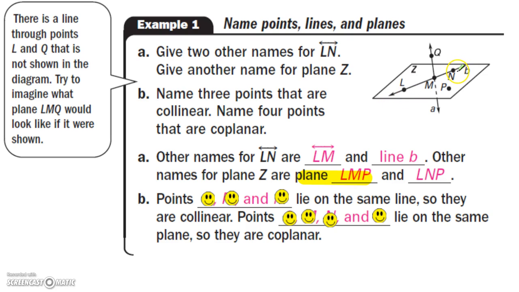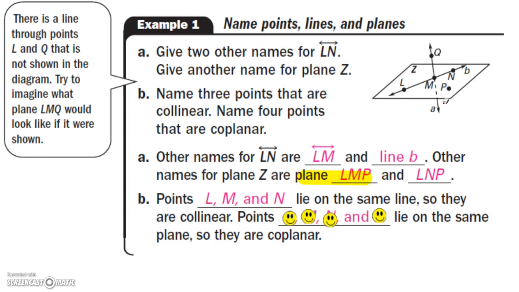LMN, NML. Okay, so L, M, and N are collinear. Did we miss any points? Okay. And then it says name 4 points that are coplanar. So we have L, M, N, and P. Okay.